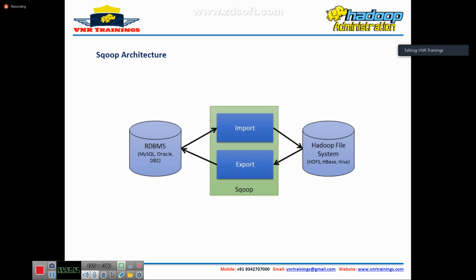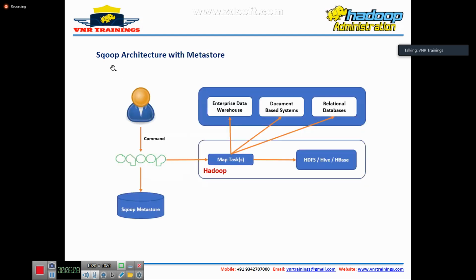Okay, so this is the Scoop architecture with Metastore. You will have an extra Scoop Metastore DB. Every time a user submits a command to Scoop, first Scoop refers to the Scoop Metastore DB. The name itself is Scoop Metastore. Meta means metadata. Metastore means metadata store. What is metadata here?